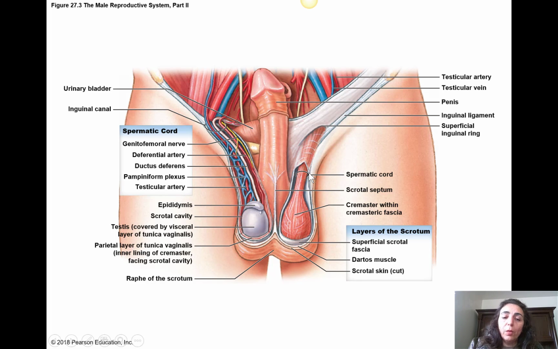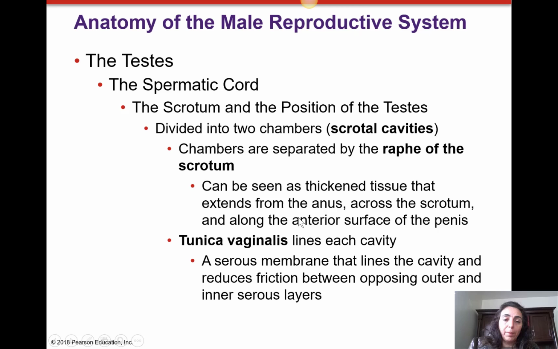Now let's talk about all the layers that we have around the spermatic cord, covering all these structures until they get to the skin, which is the scrotum. You have several layers here in the wall of the scrotum covering them, and you'll see what their function is.